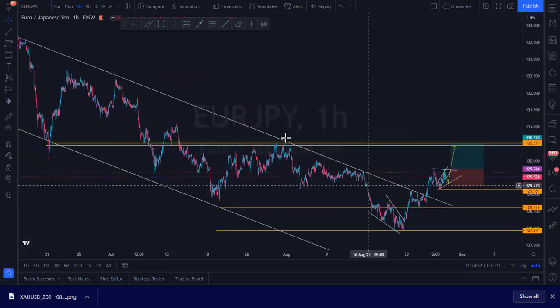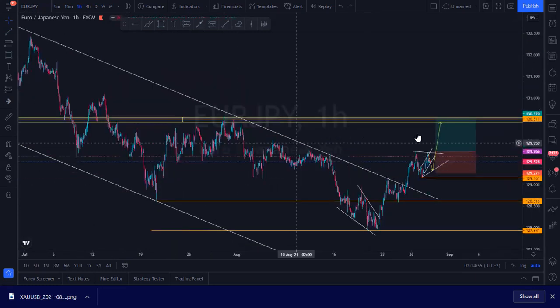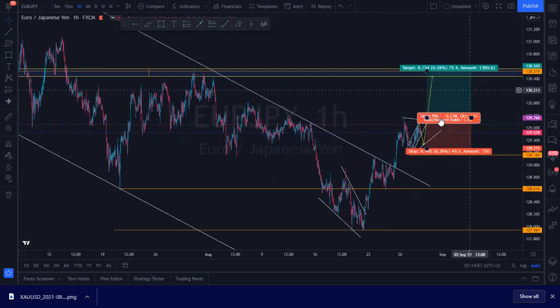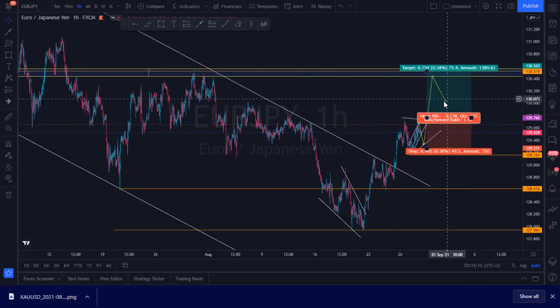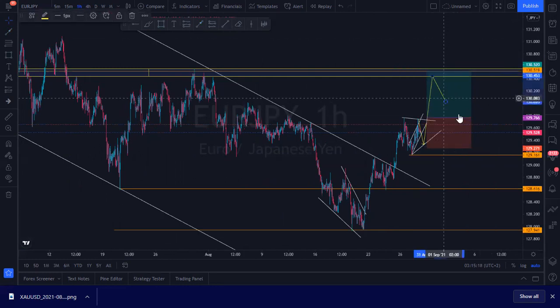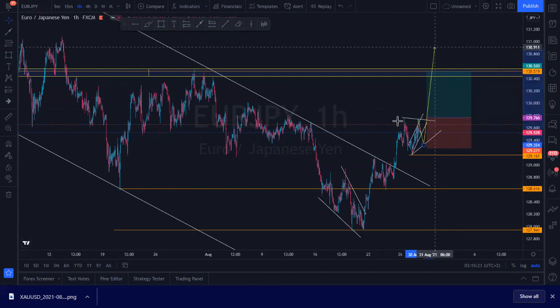I'm marking this level because as the price approaches it, there's a high possibility of seeing the price rejecting from this area and dropping again to the downside, or just pulling back from that area after the retest, and then continuing to move to the upper side. And if the price doesn't do this from this level, I'm expecting to see the price breaking up above that level.